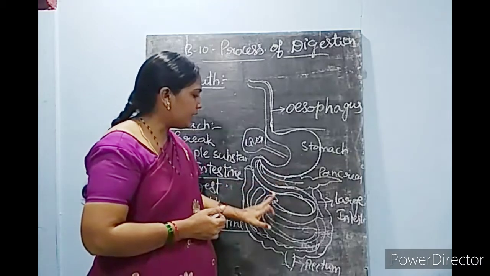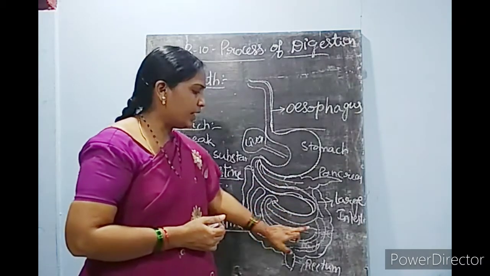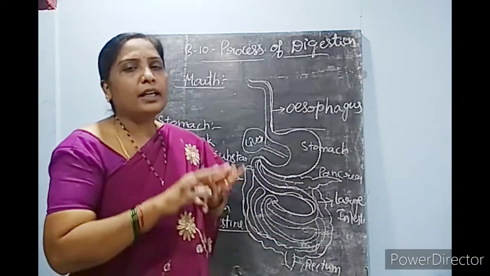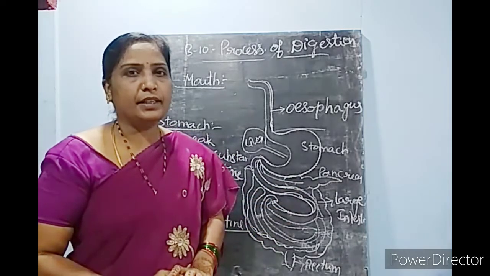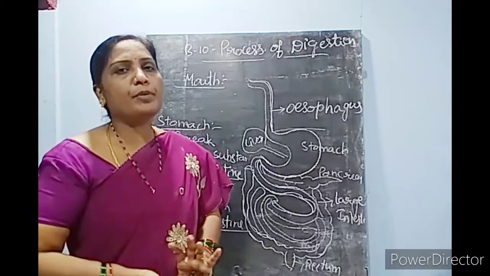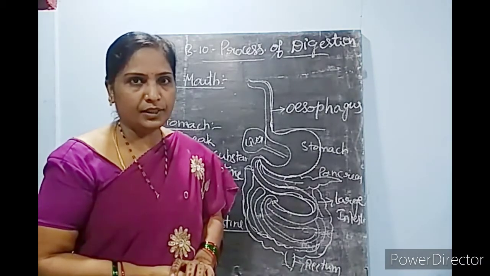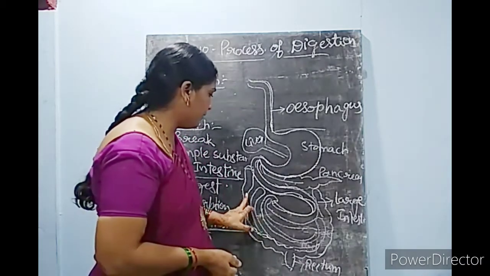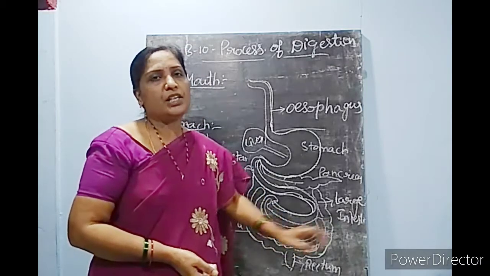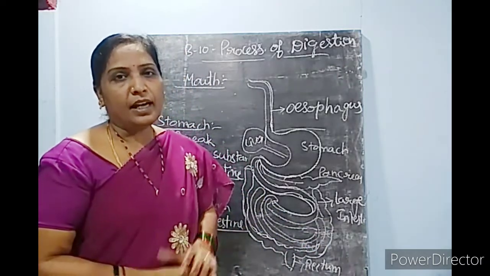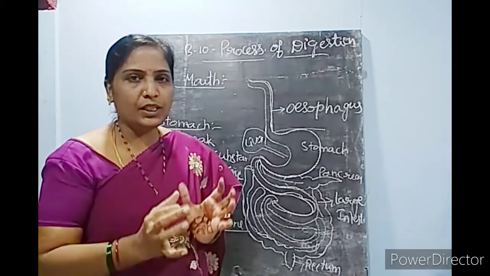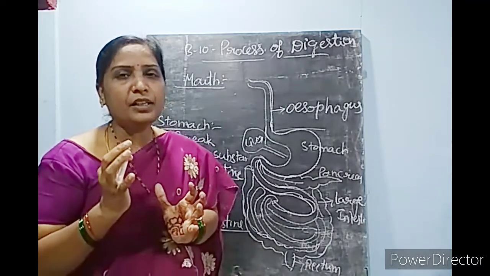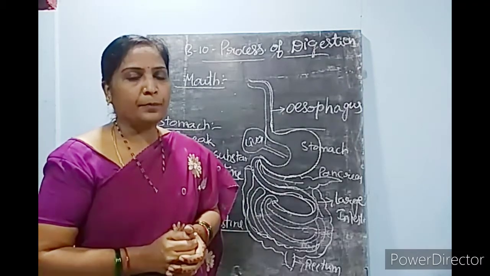And then food passes into the small intestine. There the complete digestion process ends, and the digested food is also absorbed. Finally, the undigested food goes to the large intestine and then to the rectum and anus. So these are the different parts of our digestive system, children.